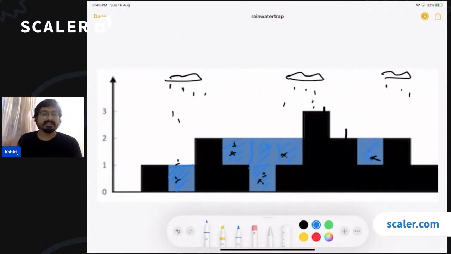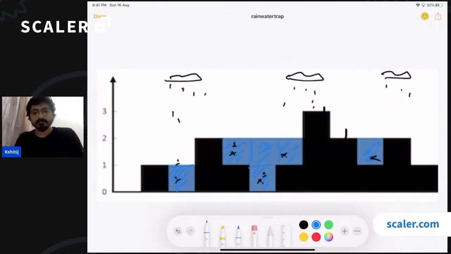So you have got 6 units of water being trapped between these buildings here. Now the question is that given the array, you have to calculate the total amount. How to approach this problem? So focus on what is contributing to the total amount. How do we calculate the total amount?